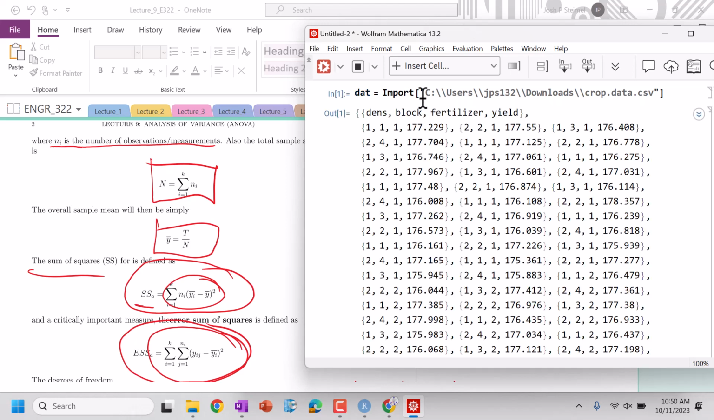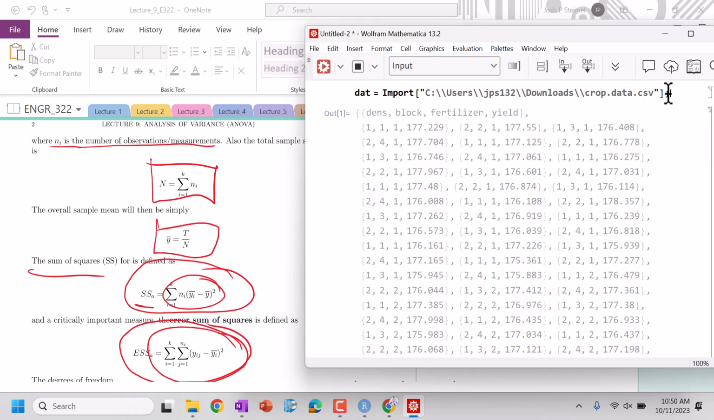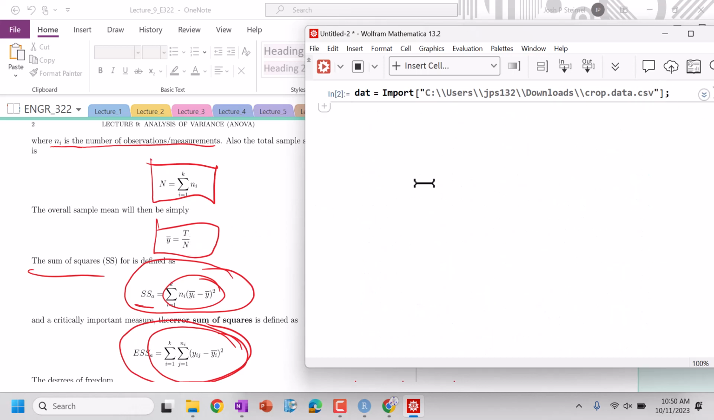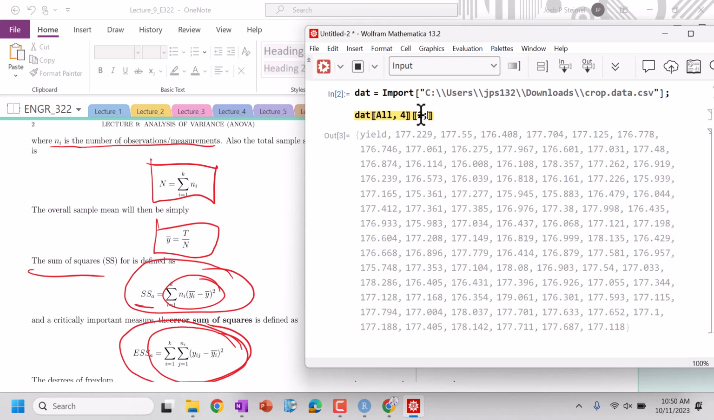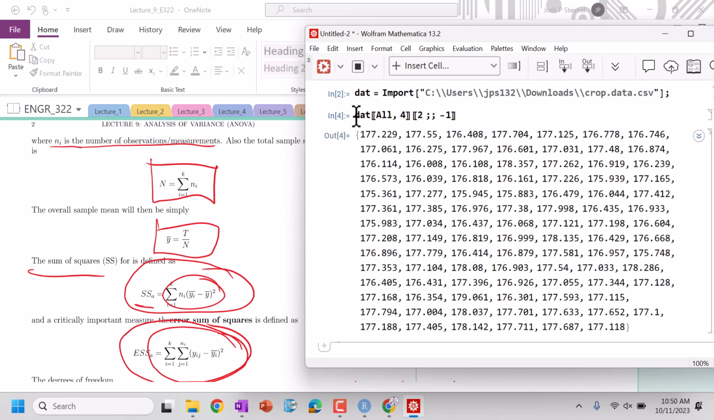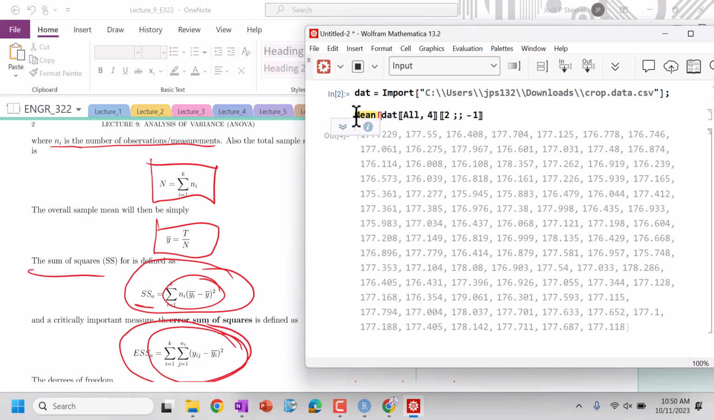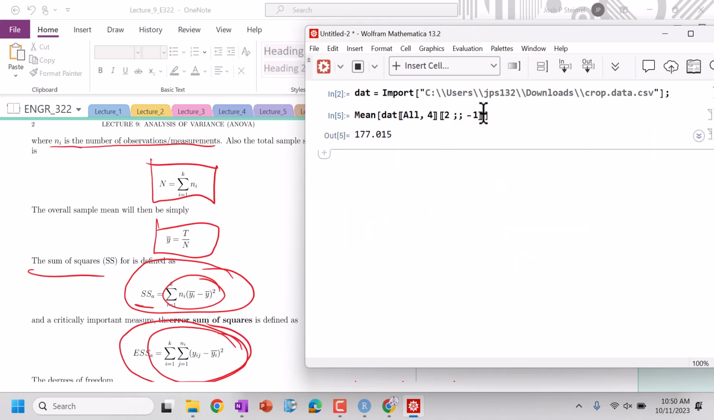It's just thinking. All right, so the first thing I want to do, I see the yield is on the fourth column, fertilizers on the third column. So I want to calculate this Y bar, which is the overall sample mean. So I'm going to take all of my rows, my fourth column, and then I'm going to just take from the second row to the end of my list. And I'm going to take the mean of this, and this is going to be my overall sample mean of my yield, which is going to be our Y bar. So we've got the Y bar.